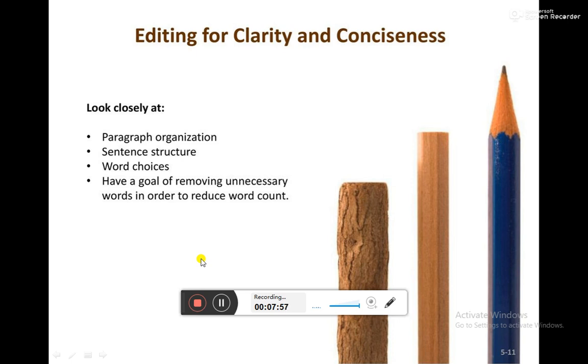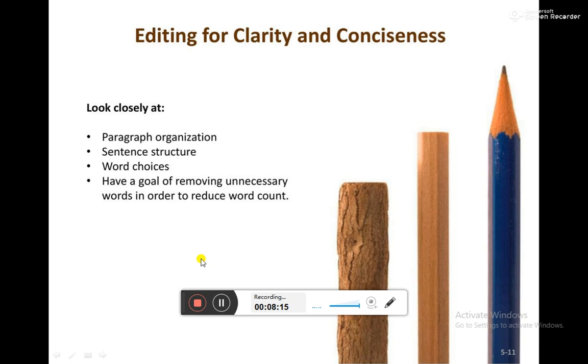Editing for clarity. First of all, we will discuss it. Make sure that every sentence conveys the meaning you intend, and that readers can extract your intended meaning without needing to read the sentence more than once.